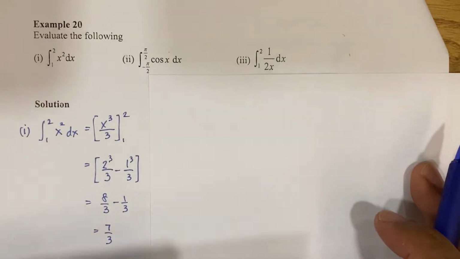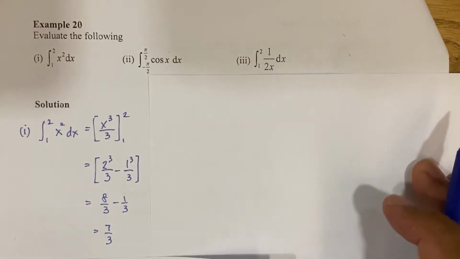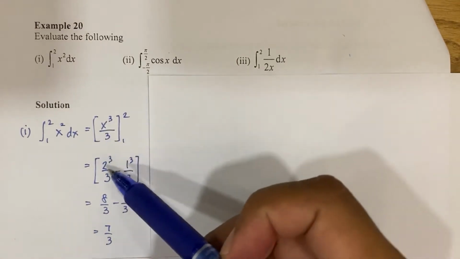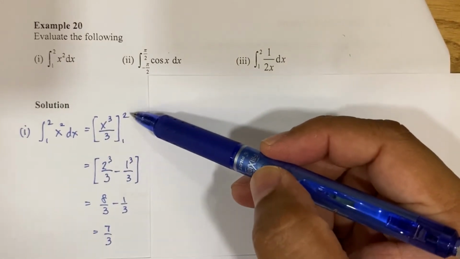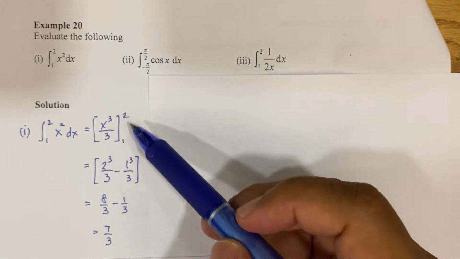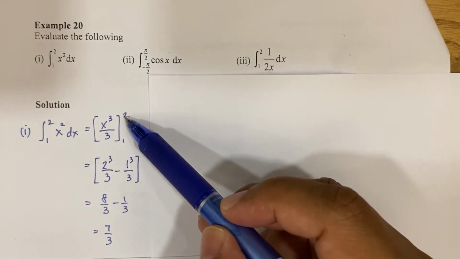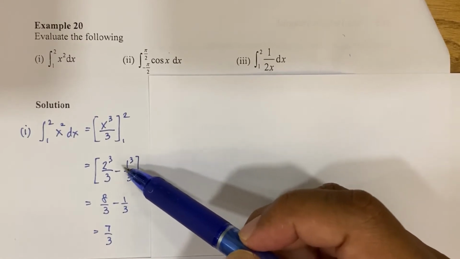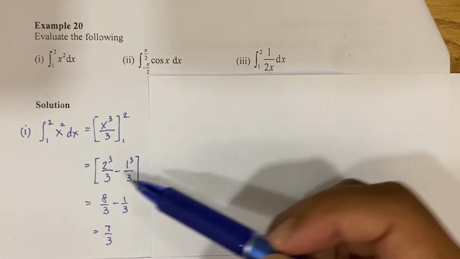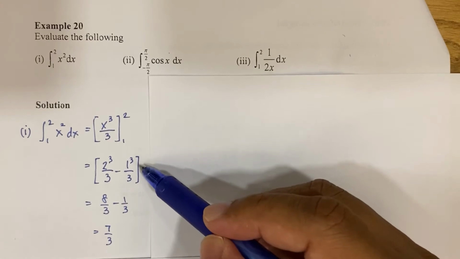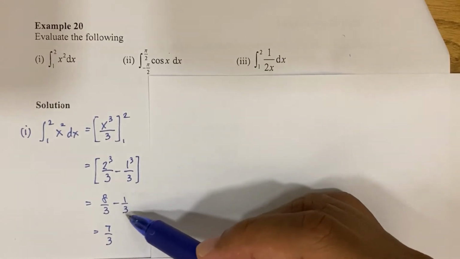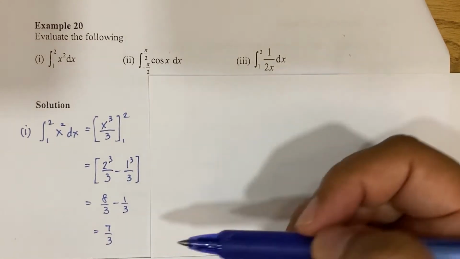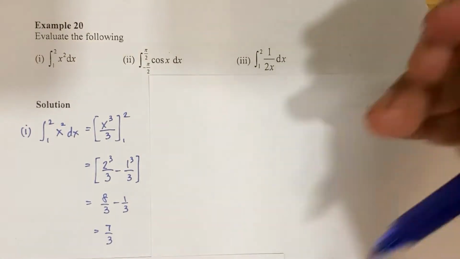Now the integration of x squared will be x cubed divided by 3, and the limits are from 1 to 2. So we're going to substitute, evaluating at x equals 2 first, followed by 1, as we know. So we're going to have 2 power 3 divided by 3 minus 1 cube divided by 3. We're going to get 8 over 3 minus 1 over 3, and we're going to get 7 over 3.